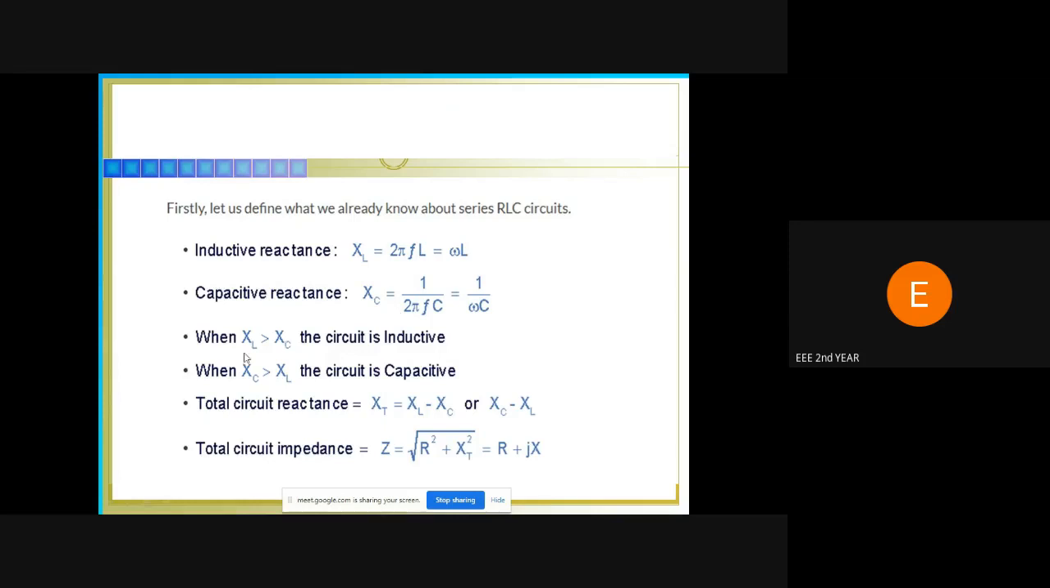In case both XL and Xc are present in an RLC circuit, when will the circuit act as inductive and when as capacitive? Based on the two categories, if XL is greater than Xc, then the circuit will behave as an inductive circuit. If Xc is greater than XL, then the circuit will behave as a capacitive circuit. The total circuit reactance is Xt equal to XL minus Xc, or Xc minus XL. And the total impedance of the circuit is Z equal to root of R square plus total reactance, which is XL minus Xc, the whole square.